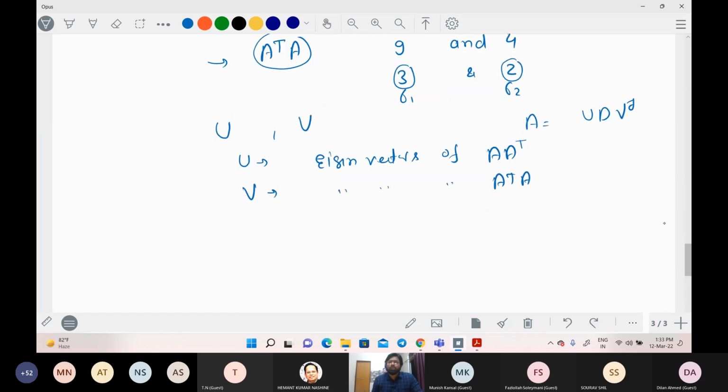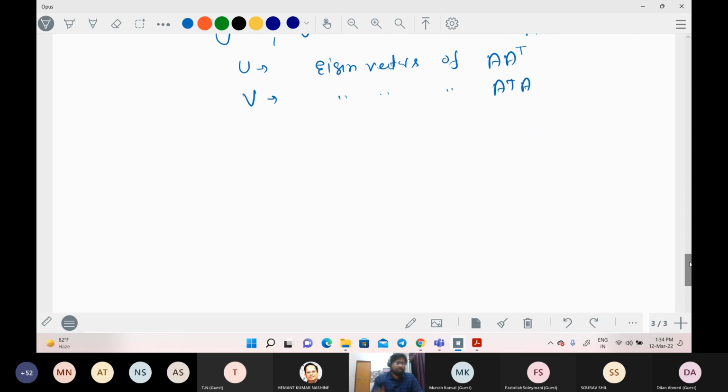I'm not going to compute the eigenvectors here because we are familiar with how to compute them for A A transpose or A transpose A. The main thing is what the elements of U, V, and D are. We have to keep in mind the singular values and the eigenvectors, because these form the columns of U and V respectively.